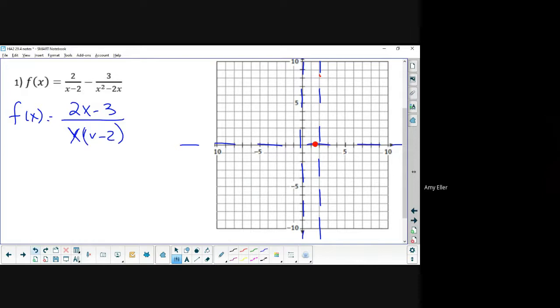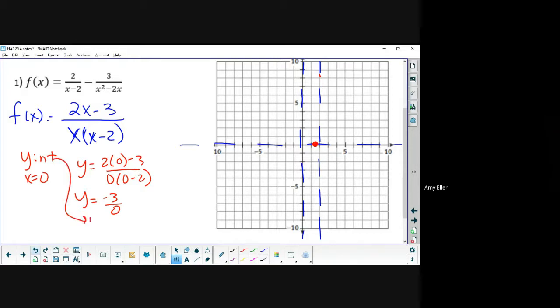Okay, find your y-intercept. Well, that's kind of odd. You can't divide by 0, so this means there is none. I would write none. So your graph will not touch the y-axis, which makes sense because that's your vertical asymptote.